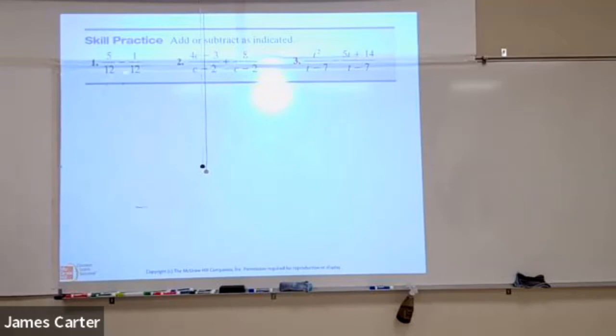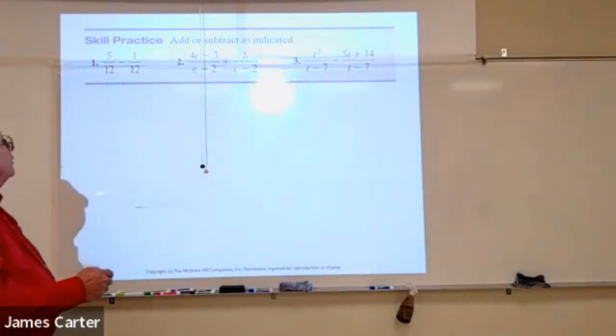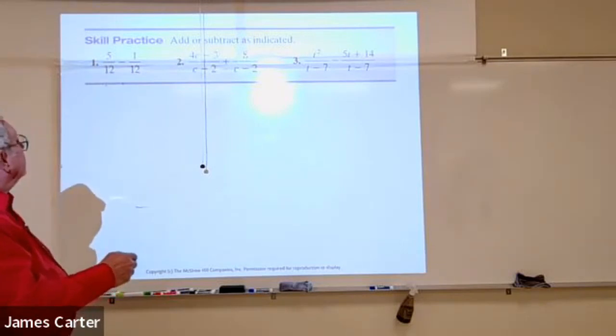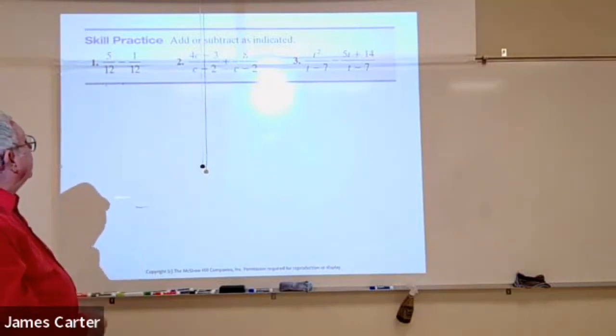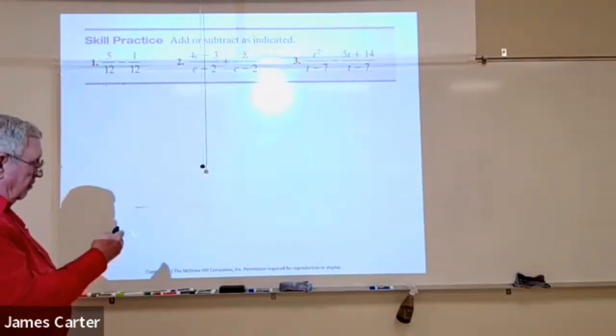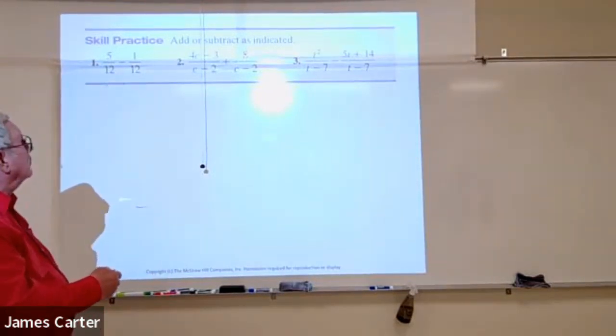Okay, now, what's the answer here? They were using 1 over 1. 5 minus 1 is 4. 4/12 reduces to 1/3. Somebody said that a moment ago. Okay, we've got a common denominator here. The 3 and the 8 are going to combine to make a positive 5. So 4c plus 5 over c minus 2.